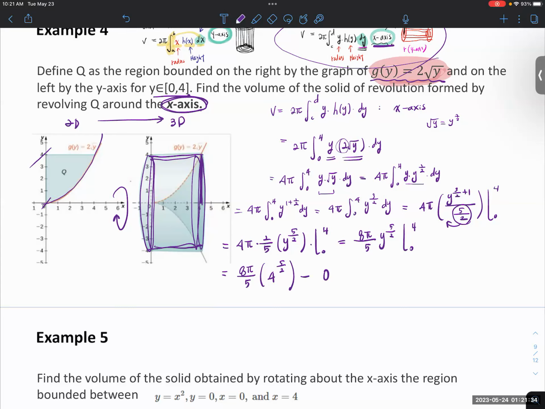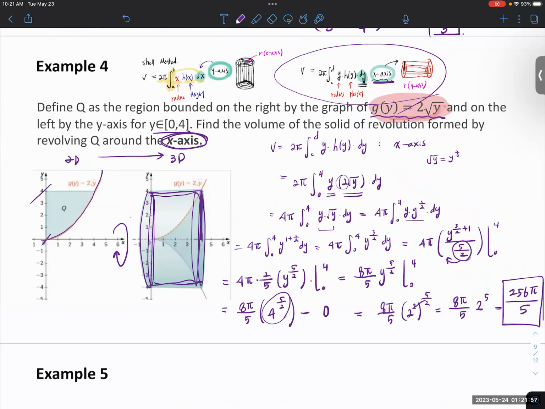So you're going to calculate this. 8 pi over 5. This is 2 to the second, that's a 4. The 5 over 2 cancels. 8 pi over 5, 2 to the 5th. So if you calculate it, this is going to be 256 pi over 5. There we go. So you can find the volume of this cylindrical shape when you rotate about the x-axis. So remember, this is the important shell method formula.